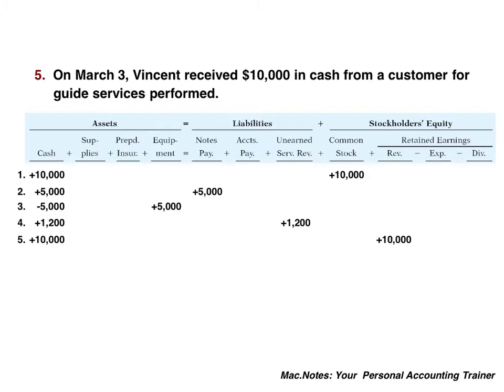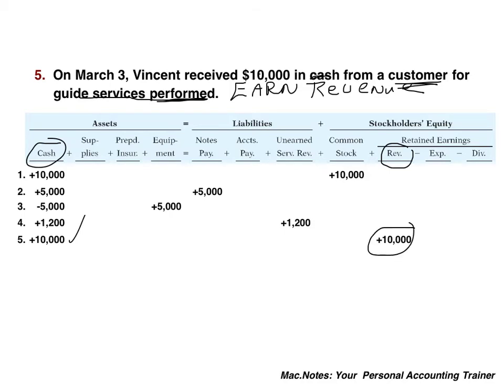On March 3rd, we received $10,000 cash from a customer because we performed services. Now, when we perform services, we earn revenue. That's what we're in business for. Okay, and in this case, we got cash. So cash, and over here, revenue. Now, cash went up $10,000. Over here, revenue also. Revenue always goes up. So it'll be $10,000. And again, we have plus $10 and plus $10. So every time we perform a service or sell a product for a customer, they have earned revenue. Now, they either receive cash or the customer will pay later, which we call an accounts receivable.